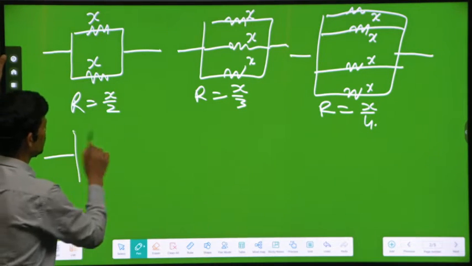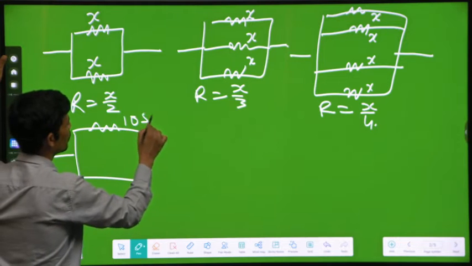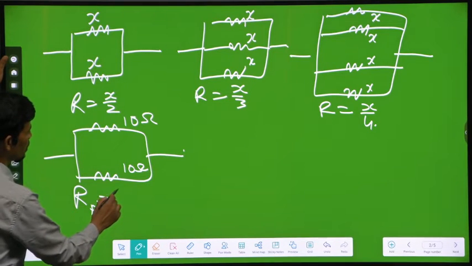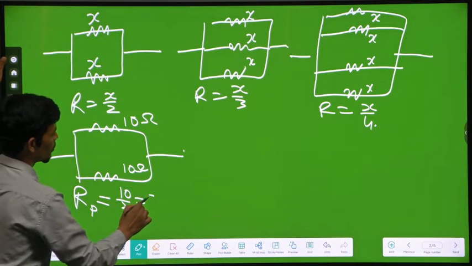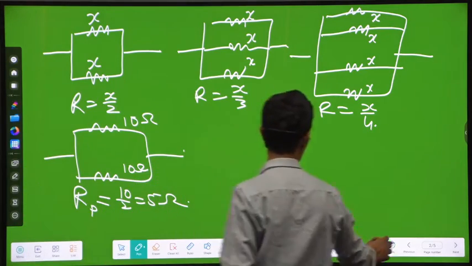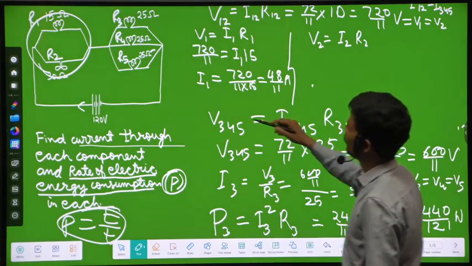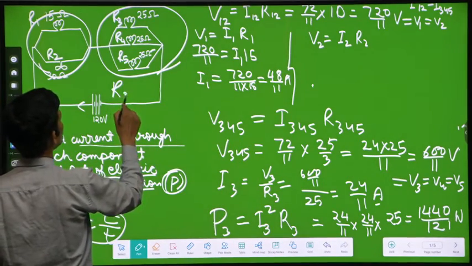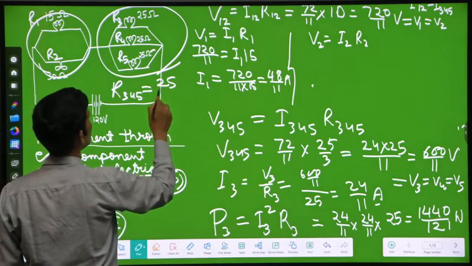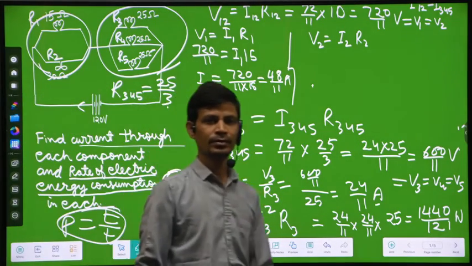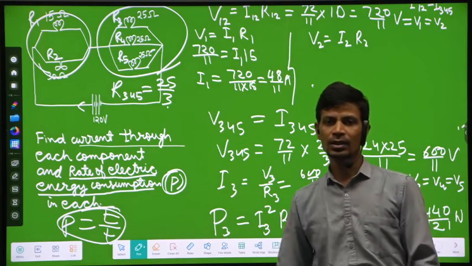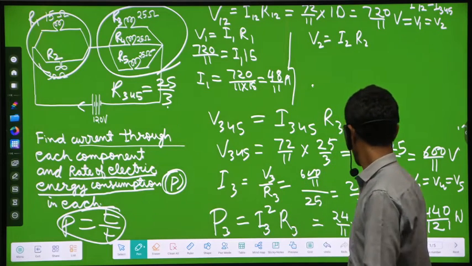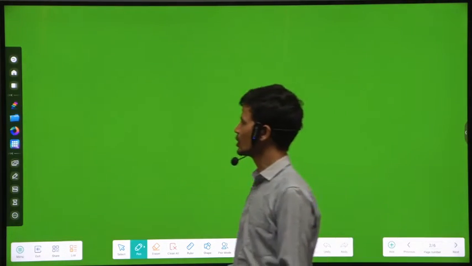Means if there is a question with 10 ohm, 10 ohm in parallel combination, directly you can write 10 by 2, 5 ohm. Let's get back to this question where we have these resistors. You can directly write R345 is equal to 25 by 3. So just keep this in your mind and you can use it in other questions. Okay, some other tricky questions.